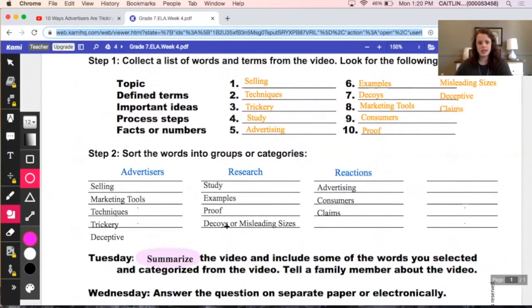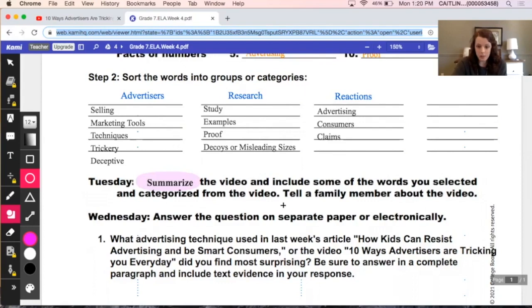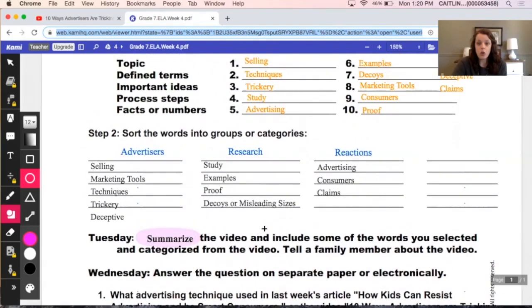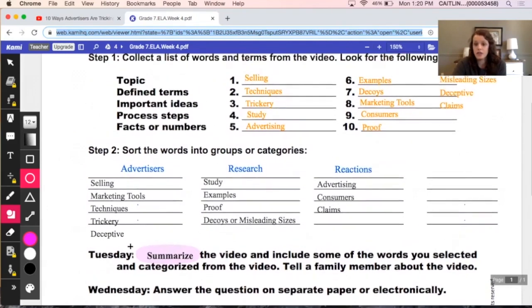So let's move on to Tuesday. The cool thing about Monday is that it leads directly into Tuesday, which is pretty neat. So these words that we chose, we're going to use them in the summary that we write for Tuesday. Tuesday asks us to summarize the video and include some of the words you selected and categorized from the video. Tell a family member about the video. So in our summary, we are going to be using the words, or at least some of the words, that we selected and categorized from the video.